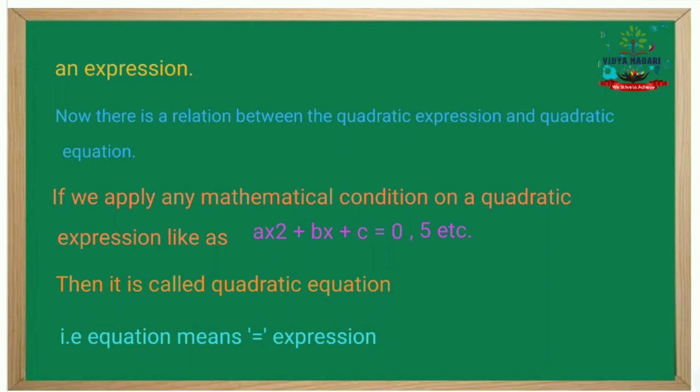Now our today's discussion topic is the quadratic equation. So there is a relation between the quadratic equation and the quadratic expression. If we apply any mathematical condition on a quadratic expression like ax square plus bx plus c equals to 0, 5 or anything, then it is called a quadratic equation. Generally, an equation means an expression set equal to something.